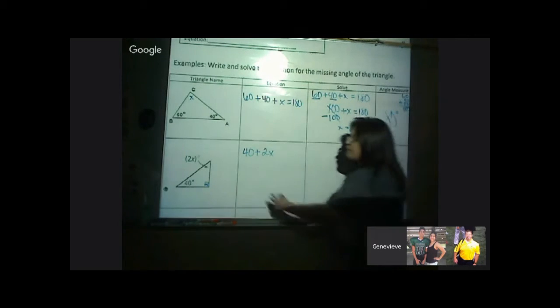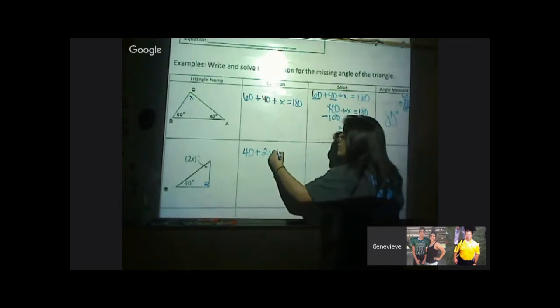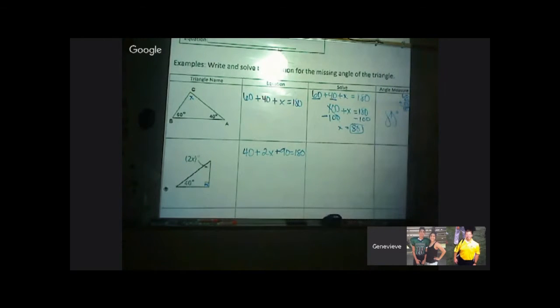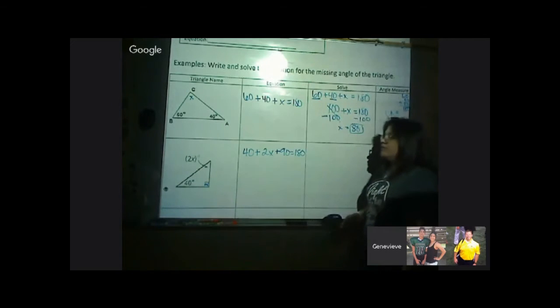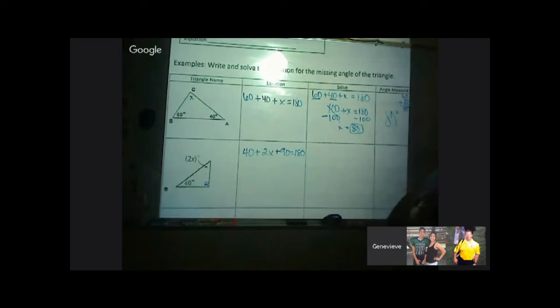So that means I really have 40 plus the 2x plus 90 equals 180. If you don't add that 90 in there, you're going to get a very incorrect answer. Because 90 degrees is already being taken up by this right angle. What can we combine?